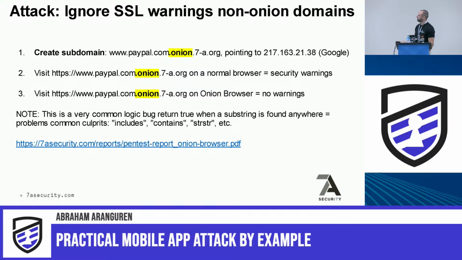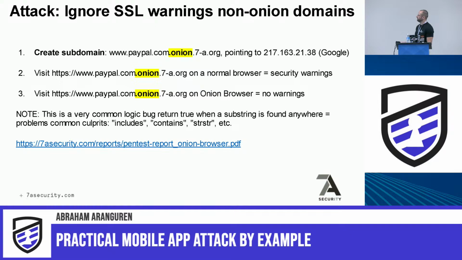So you could have paypal.com.onion.something else pointing to a Google IP address, right? So it's going to show a certificate for Google instead of PayPal or whatever else. So a normal browser is going to show you security warnings as expected, but the Onion browser didn't show any warnings because it had .onion in it, right? So it was a bug because it was looking for .onion somewhere in the URL, whereas it should be looking at .onion at the end of the URL, right?